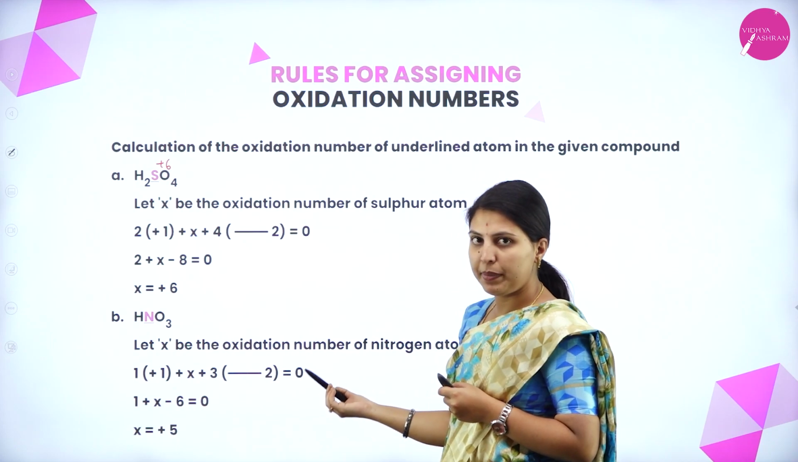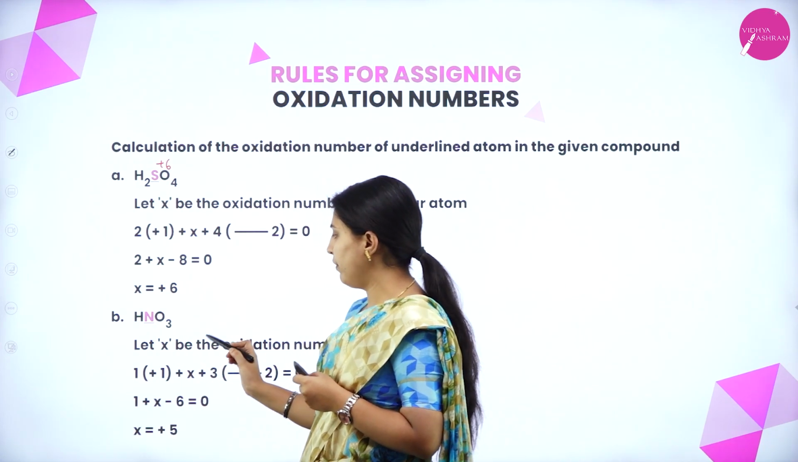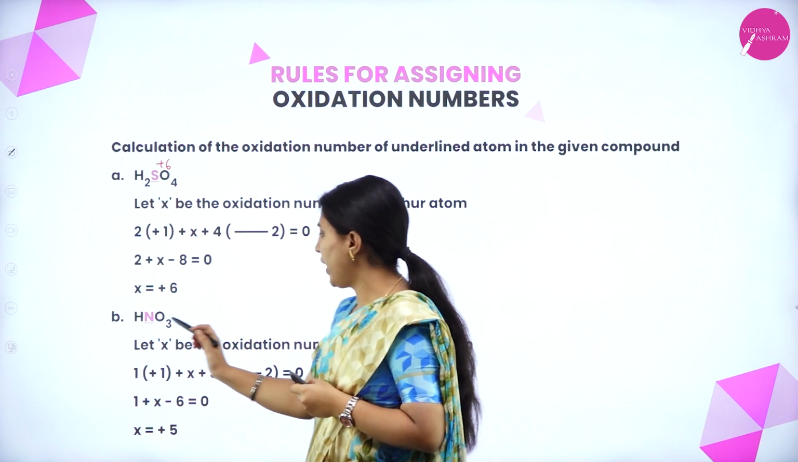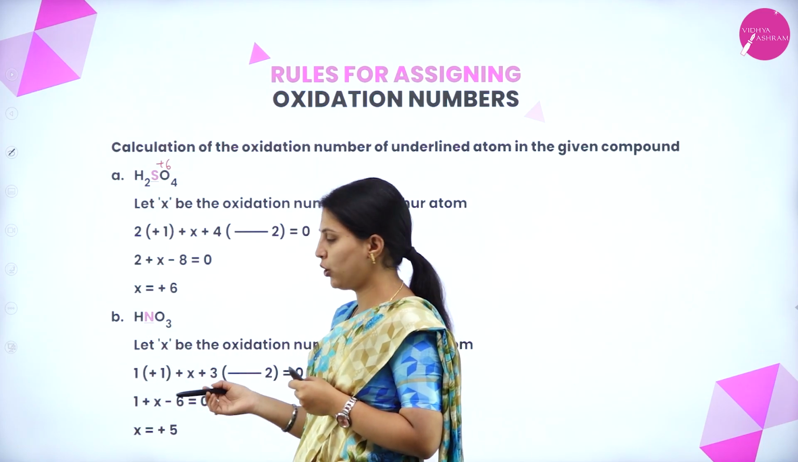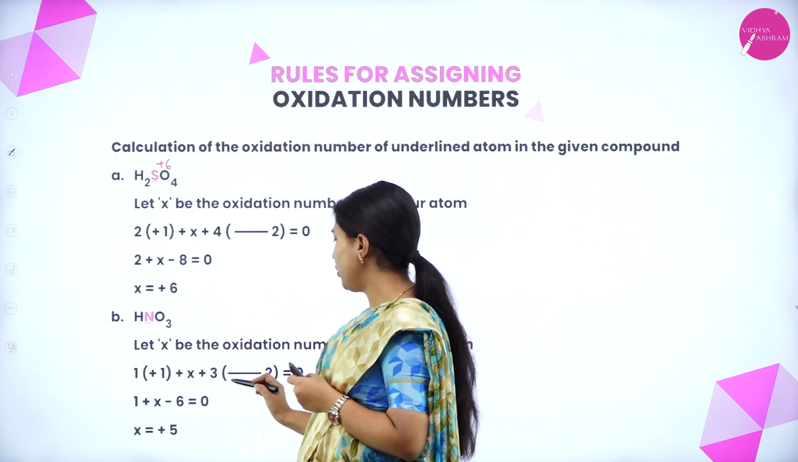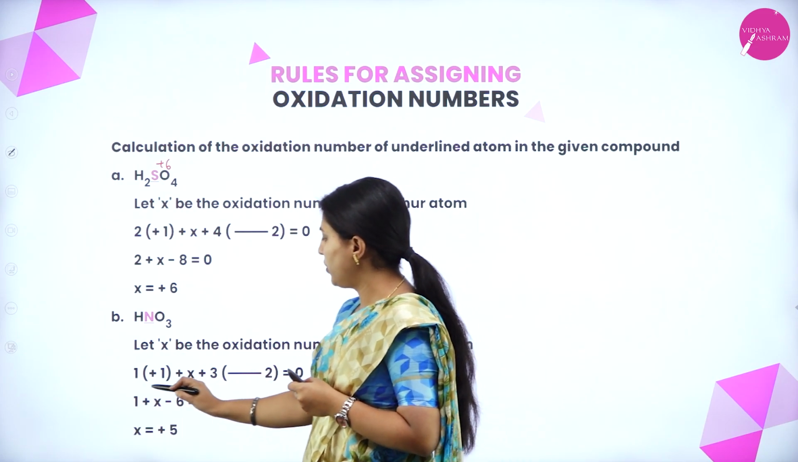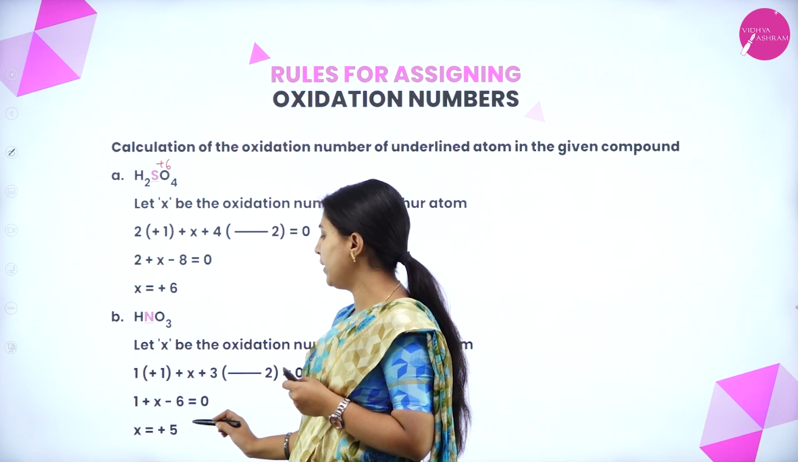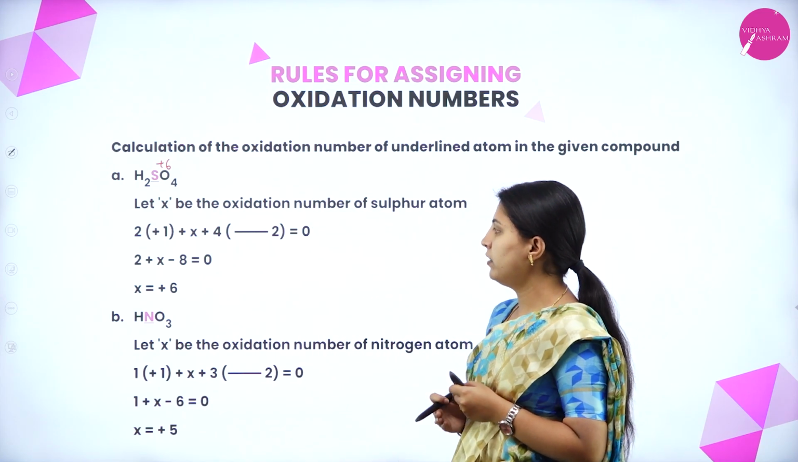We will see another example, HNO3. We have to find it for N. Let x be the oxidation number of the nitrogen atom. For hydrogen it is +1, and 1 hydrogen atom is present. Nitrogen we don't know, so x. 3 oxygen atoms are present, so 3 into -2, equal to 0. With normal algebraic calculation, x equals +5. For nitrogen, the +5 oxidation state is present.